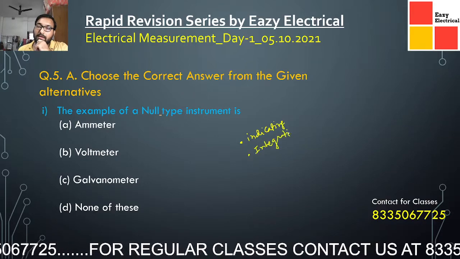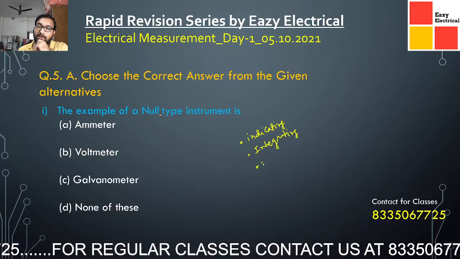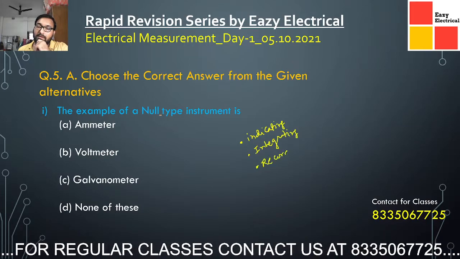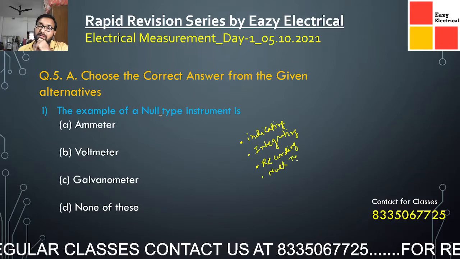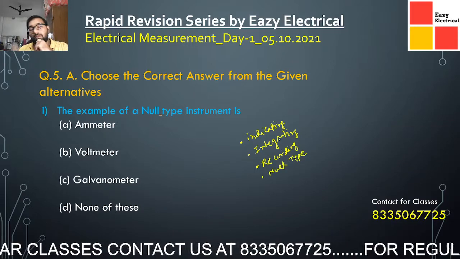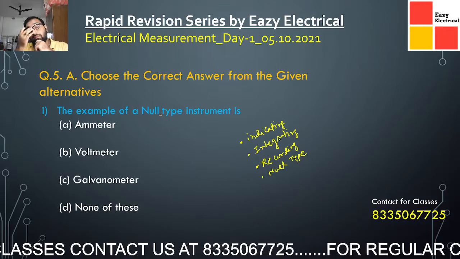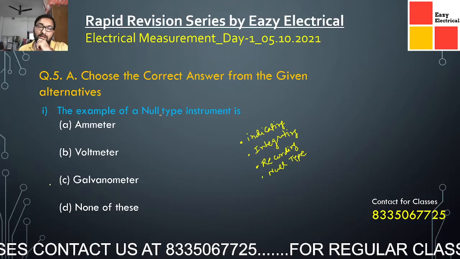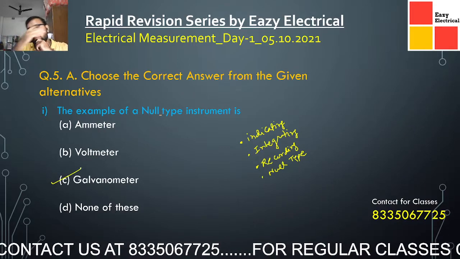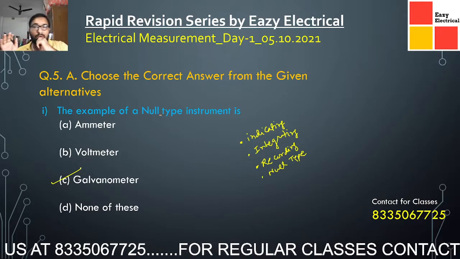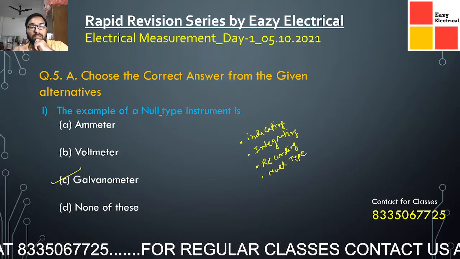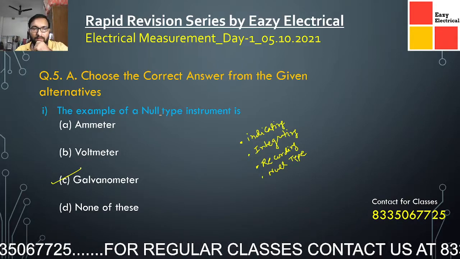Integrating is one, recording is another one, and then another term is the null type instrument. So these four types of instruments are available, and out of those four, the null type instrument is basically a galvanometer, where only the deflection of the pointer is important, not the values. Here we are basically concerned with the deflection we obtain from it.